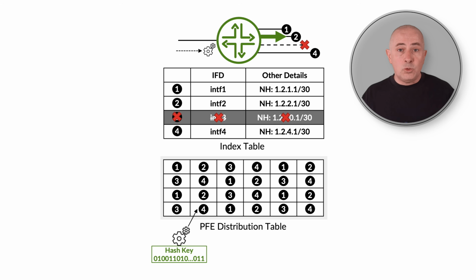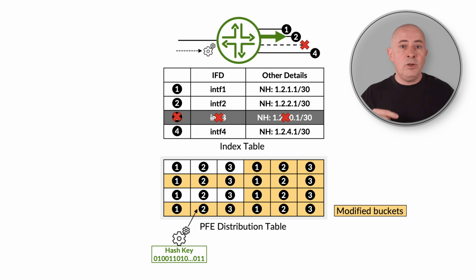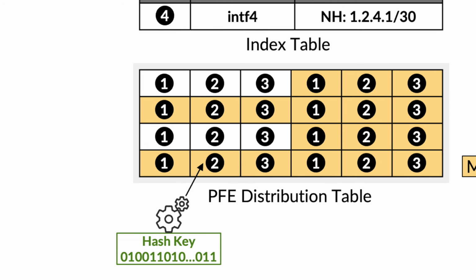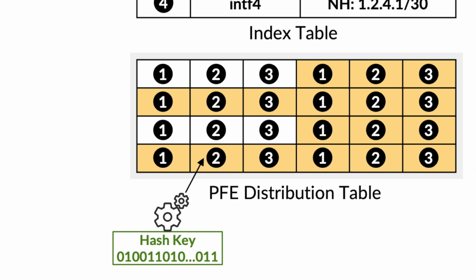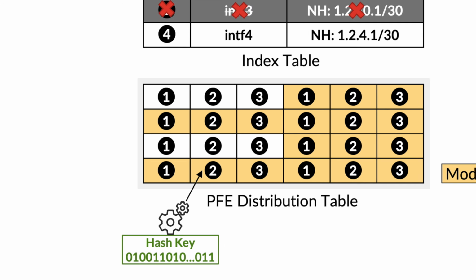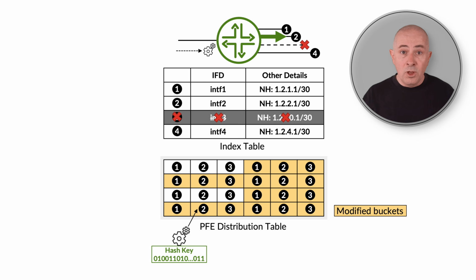We now have just interfaces 1, 2, and 4 available for ECMP in the index table. The selector table is reprogrammed with these 3 entries, and to do so, we have to modify a lot of buckets represented in orange here. After the recomputation of the selector table, the bucket my hash key is pointing to now contains index value 2, and therefore the next packet of my flow is now pushed to interface number 2. This transition should not result in packet loss most of the time, but potentially packets may be received out of order for a brief period.